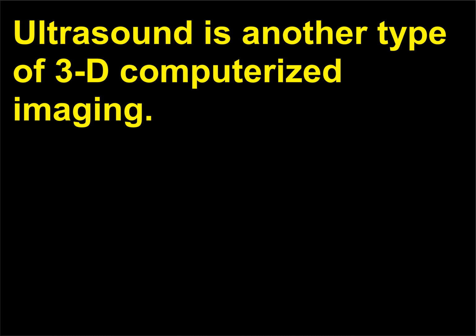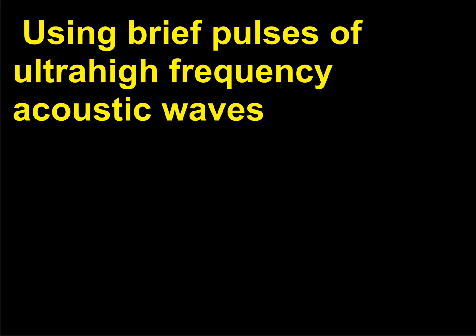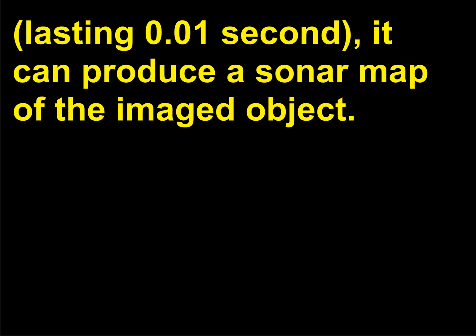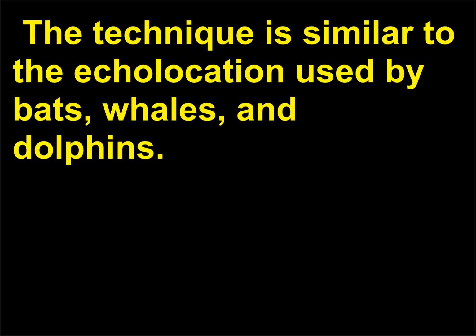What is ultrasound? Ultrasound is another type of 3D computerized imaging. Using brief pulses of ultra-high frequency acoustic waves, lasting 0.01 second, it can produce a sonar map of the imaged object. The technique is similar to the echolocation used by bats, whales, and dolphins.